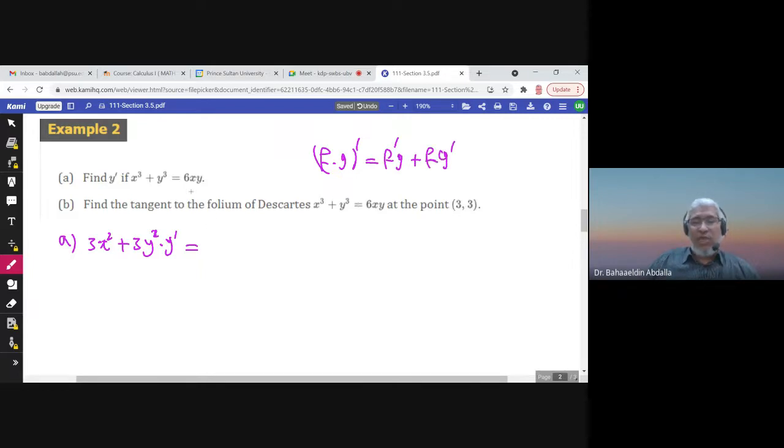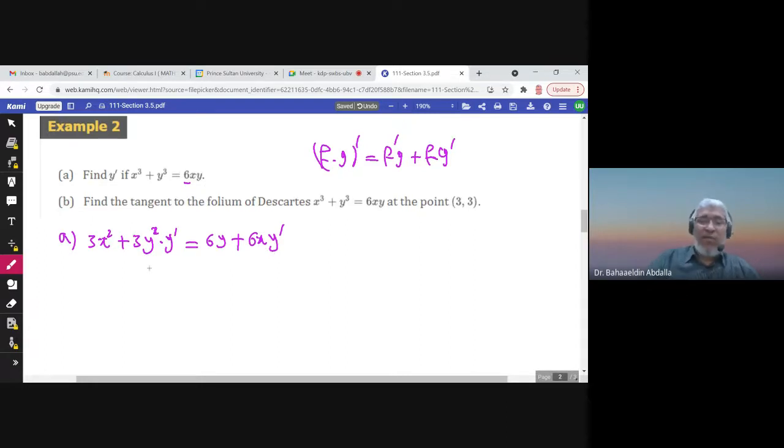So let me take 6x as f and y as g. The derivative of 6x is 6, times y, plus 6x times the derivative of y. The derivative of y is y prime, because y is a function of x. So the derivative of y is y prime.